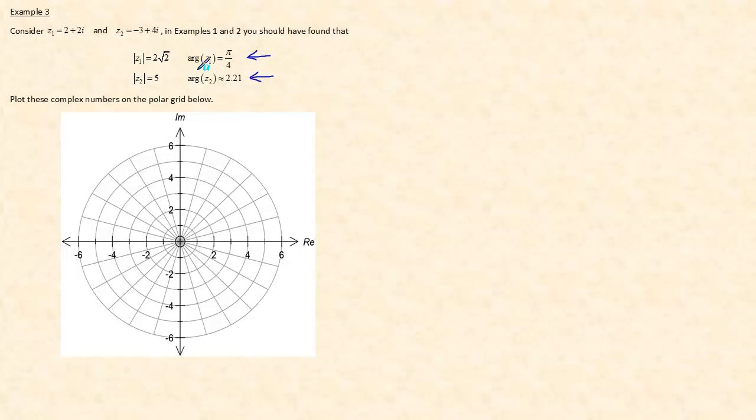So if we think about Z1, 2 root 2 is the modulus. The square root of 2 is about 1.4, so that's going to be approximately 2.8. Now on here, we'll make that just before the 3 ring. And then the argument of Z1 is pi by 4, which is 45 degrees. So we're going to have to plot that one about here. Like so.